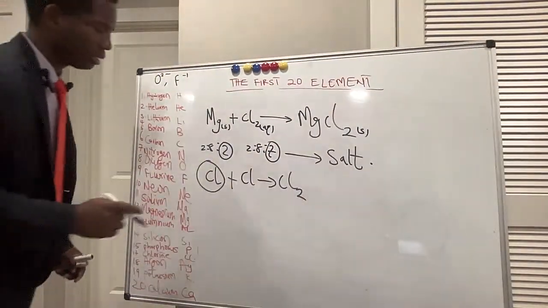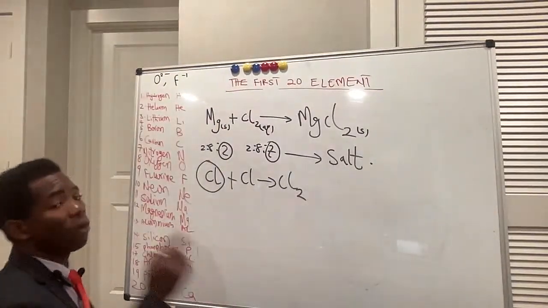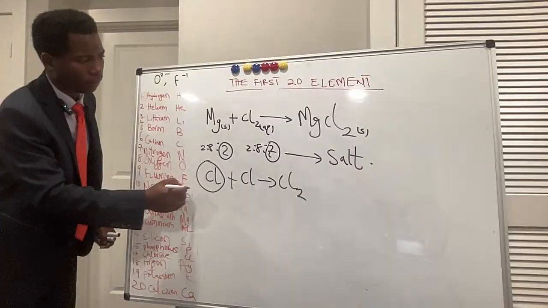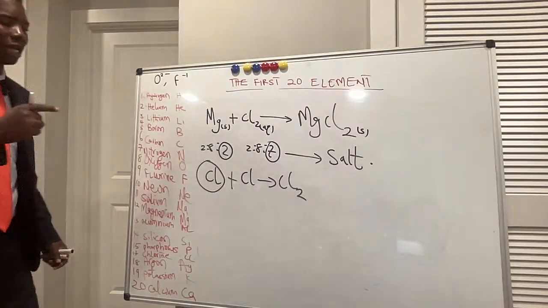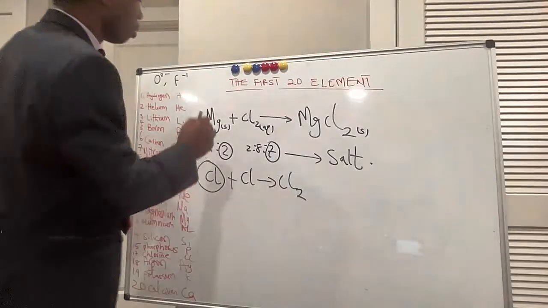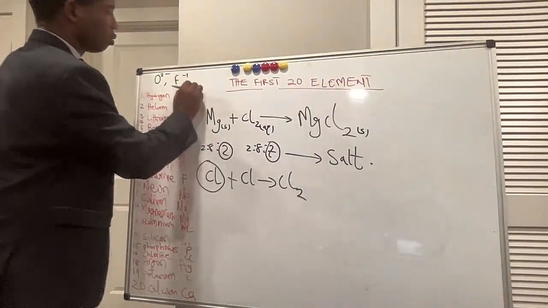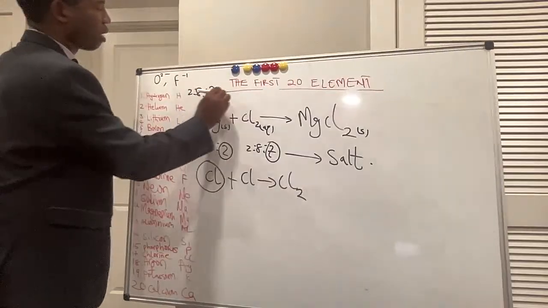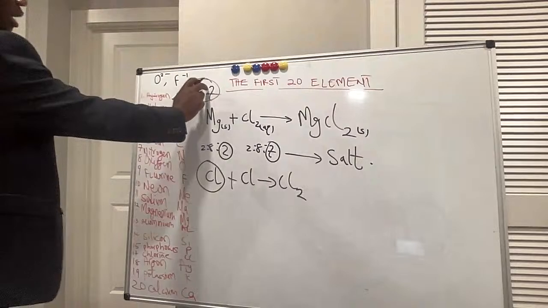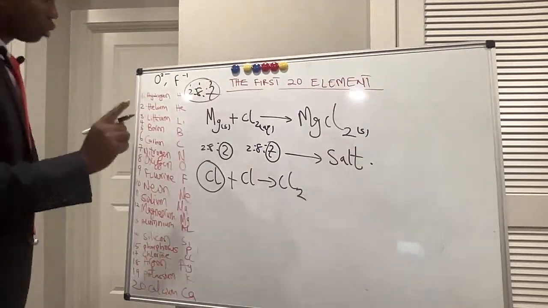Now let's represent it diagrammatically. But before we represent it, let's remember that it is only the electrons in the outermost shell that take part in the reaction. If that is the case, don't forget, chlorine has how many shells? It has 3 shells. It's 2.8.7, right? So we are talking about this 7, 1, 2, 3, the third shell.